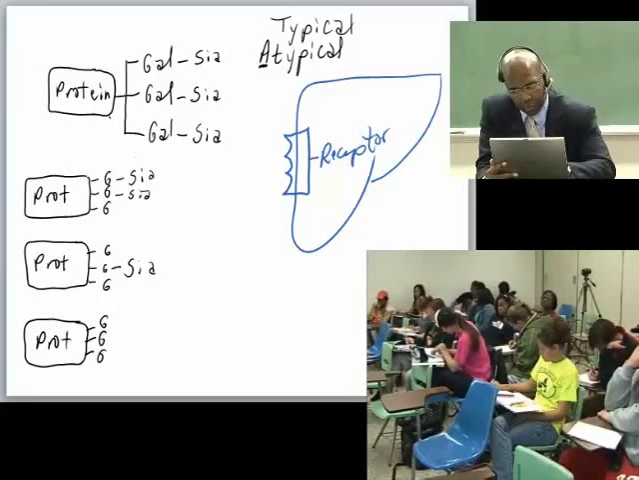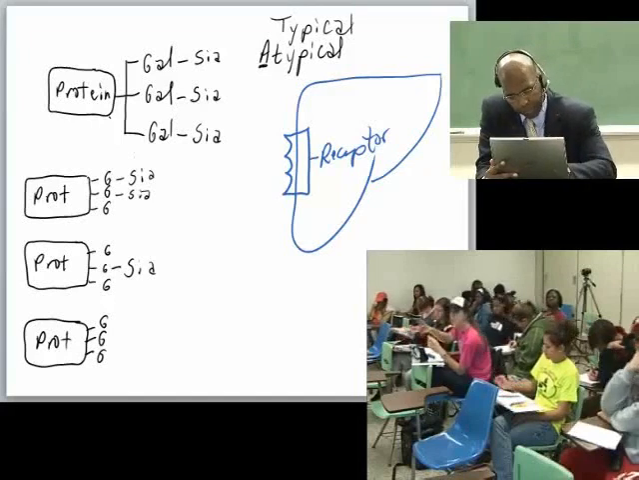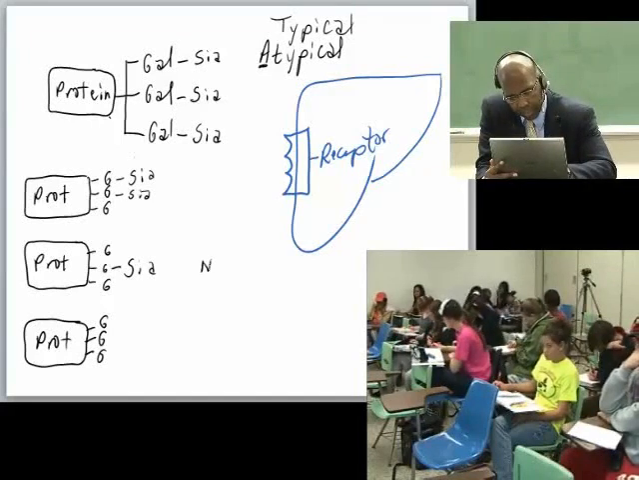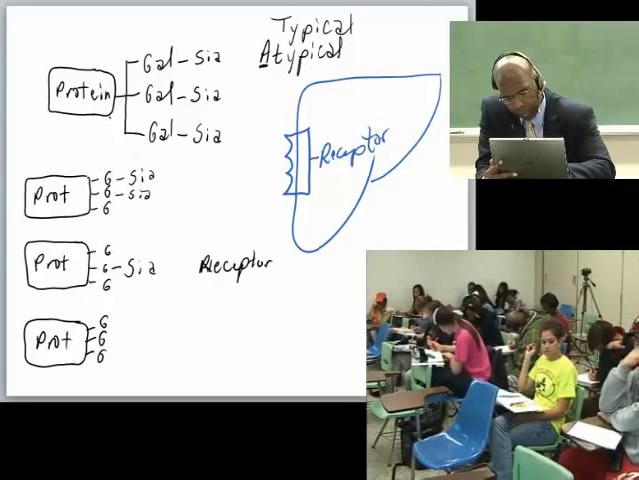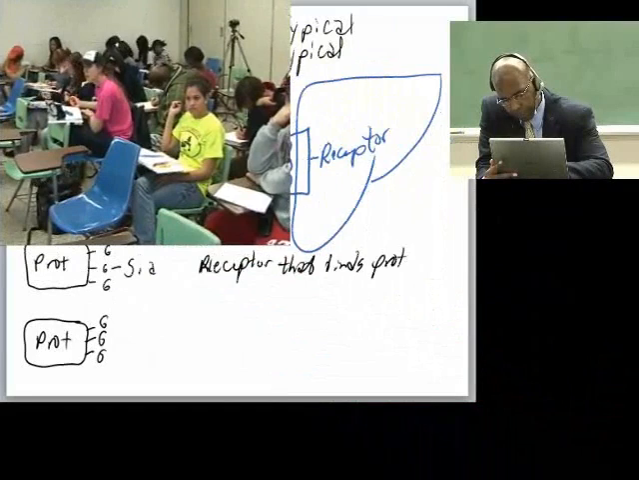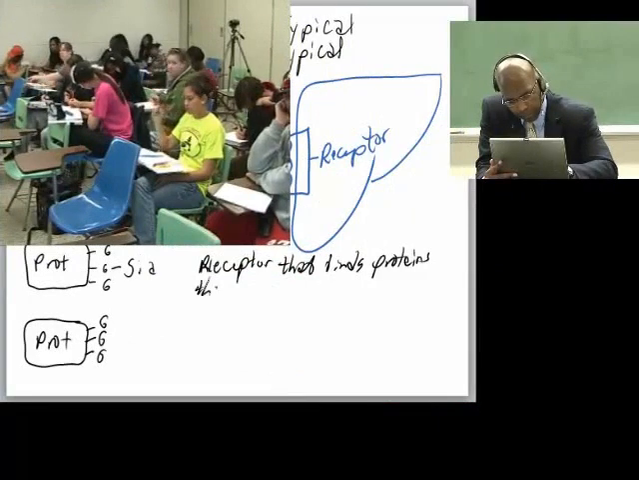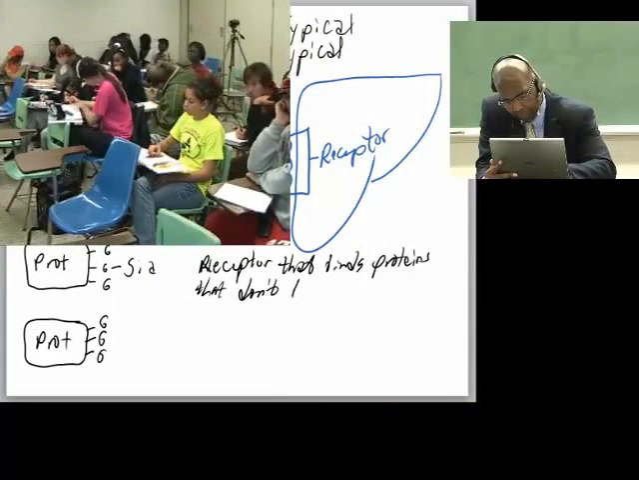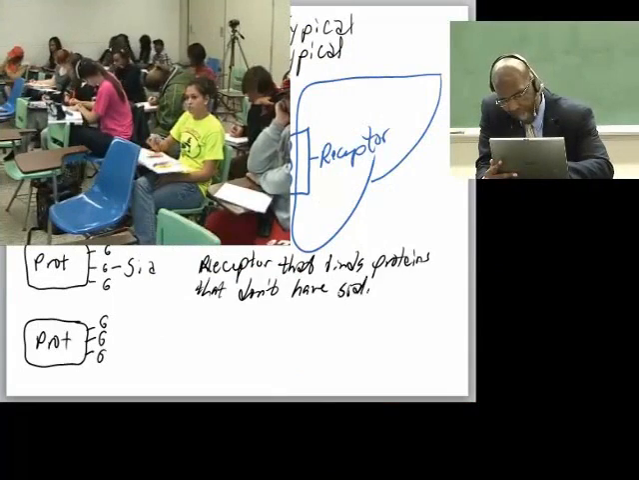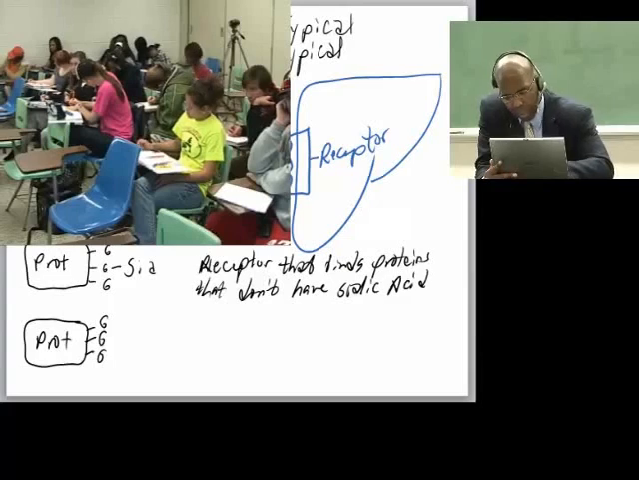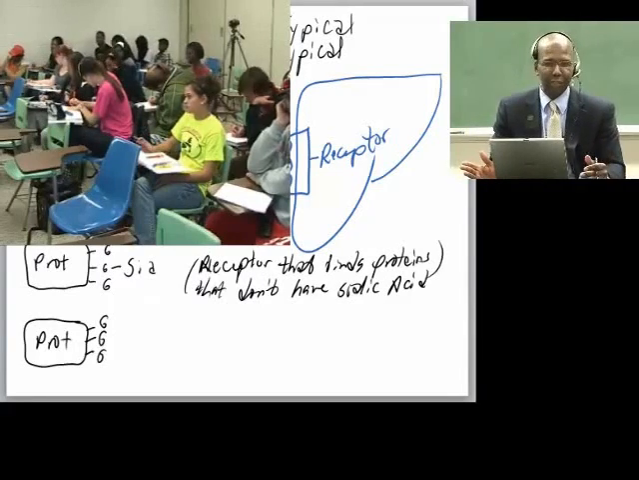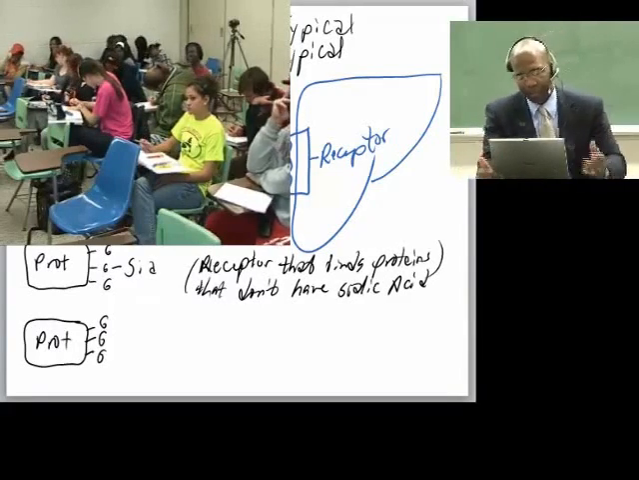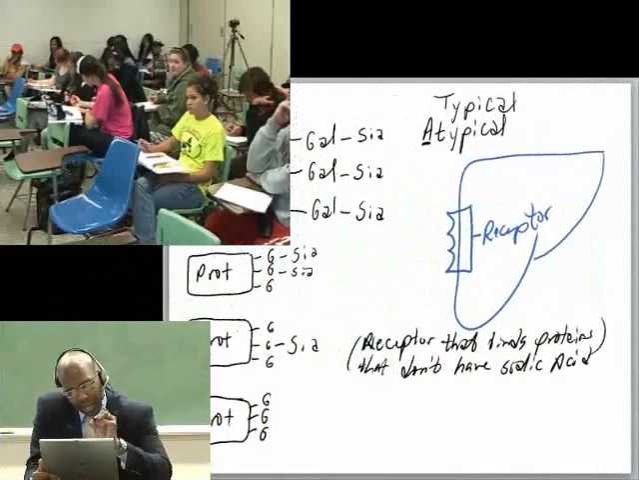So now we're going to name this receptor. Now we could call it the receptor that binds proteins that don't have sialic acid. Would that be a good name for this protein? No. Why not? It is absolutely too long. Too long. Exactly.